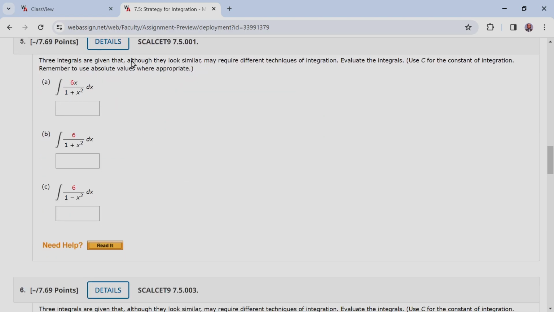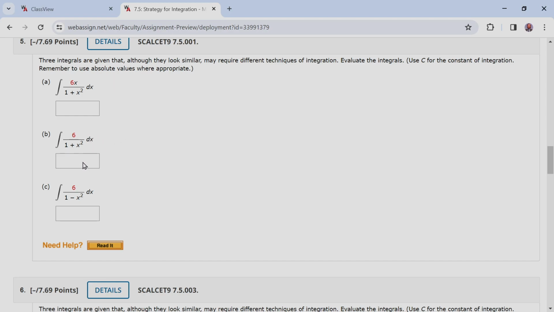Three integrals are given that although they look similar, require different techniques. Evaluate the integrals. Okay, this first one is u sub straight away, because 1 plus x squared works really nicely with the fact that upstairs we've got 3 times its derivative, because the derivative of 1 plus x squared is 2x, and 3 times 2x is 6x. Life is good there, letting u equal 1 plus x squared.